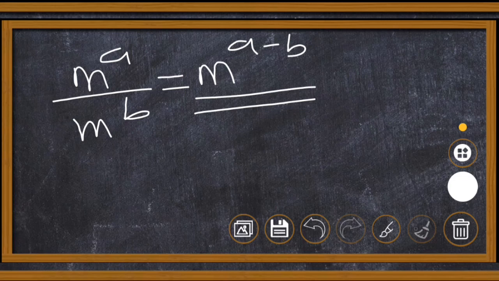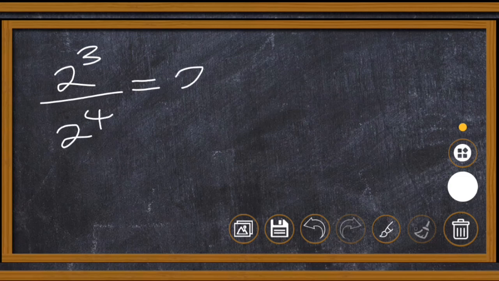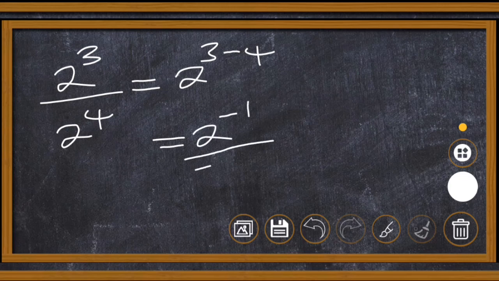Let's look at an example for this. Let's say you have 2 power 3 over 2 power 4. This is going to be 2, then 3 minus 4. In this case, 3 minus 4 is negative 1, so it's 2 power negative 1. This is basically how it is when you are dividing.